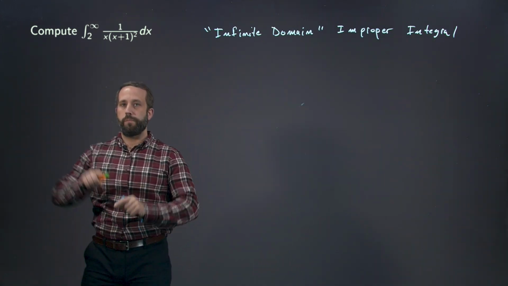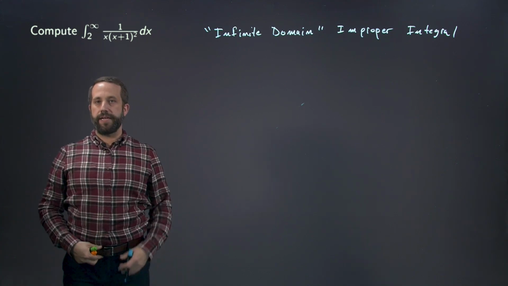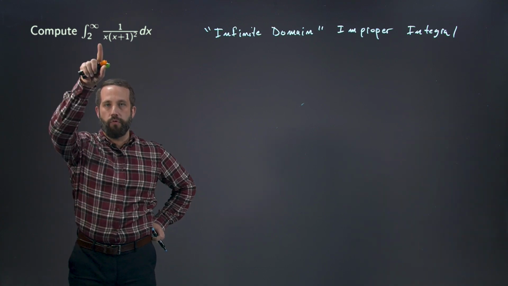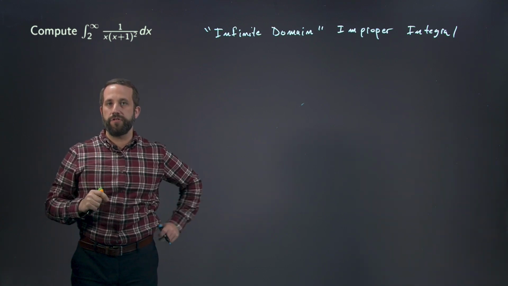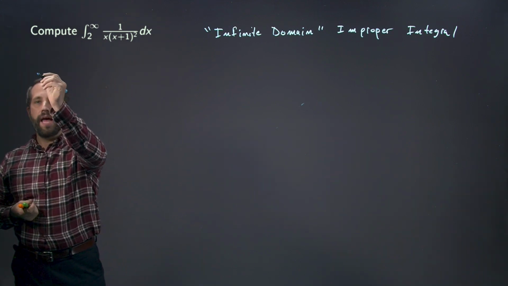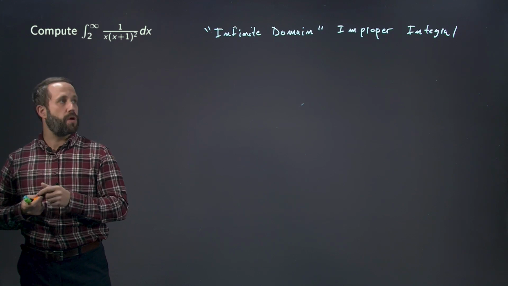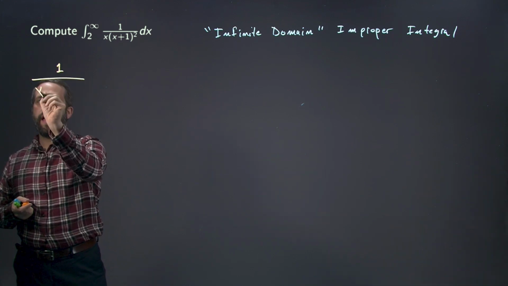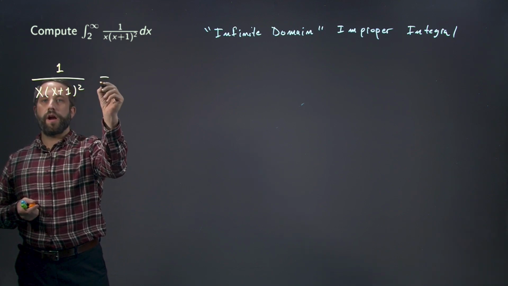Okay, so this integral is defined in terms of a limit, and we'll get to that limit in just a moment. But notice I'm still going to have to find the antiderivative of 1 over x times x plus 1 squared, which means I'm going to have to do partial fractions. So this is an improper integral problem combined with a partial fractions problem. So we're going to have 1 over x times x plus 1 squared.